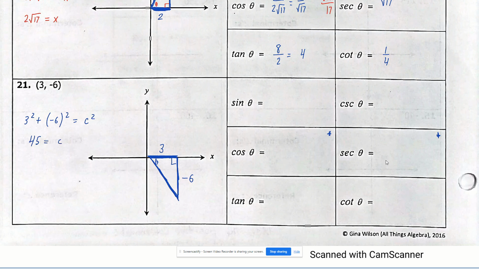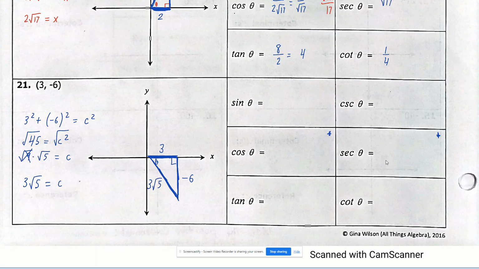45 is C squared. I'm going to take the square root of 45. I know it's not a perfect square, so let's think about it. 45 divided by 2 is 22.5. 16 won't go into it. 9 will. 9 goes in there 5 times. So C, this breaks out as a 3. C is 3 square root of 5.